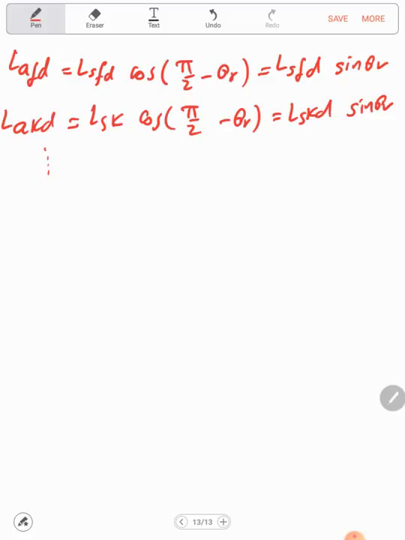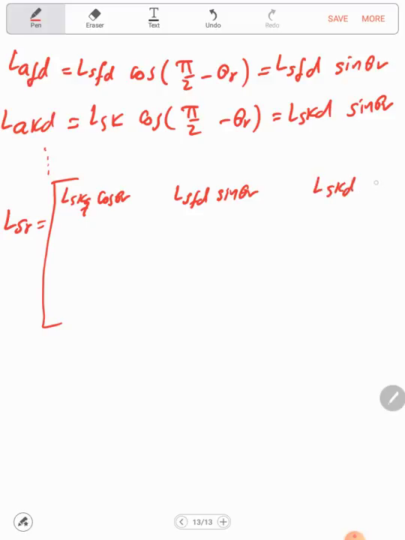So if we do so, we will end up with LSR equal to LSKQ cosine theta r, LSFD sine theta r, LSKD sine theta r.